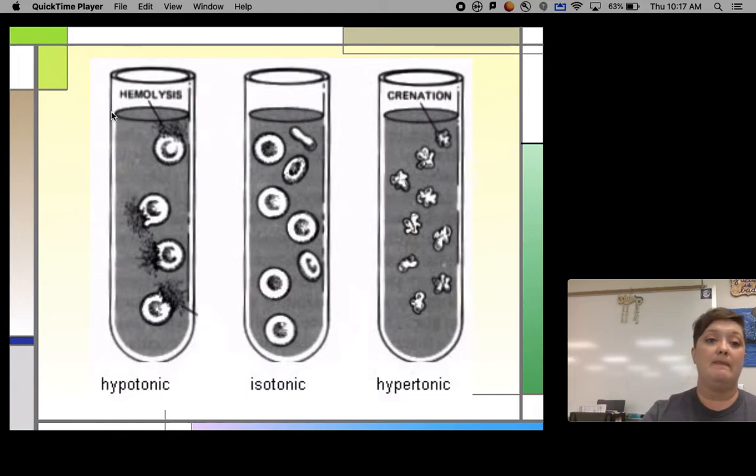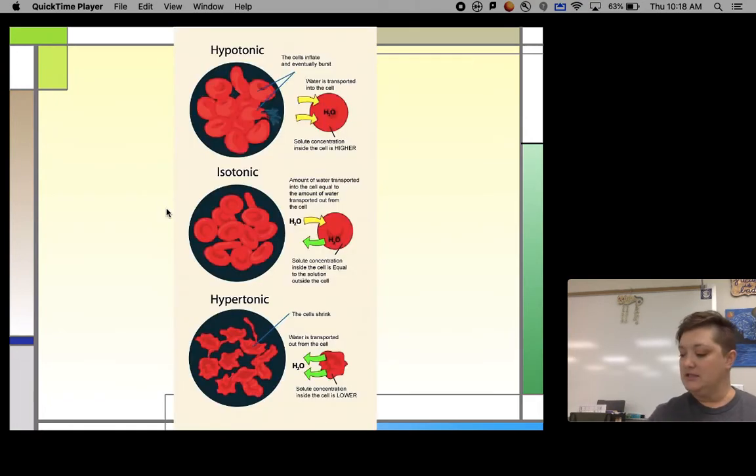Or this can happen, and I have too much water. This is why you can't drink distilled water. Now my cells have too much stuff inside, and the water goes in, causing them to rupture. And that's just another picture.